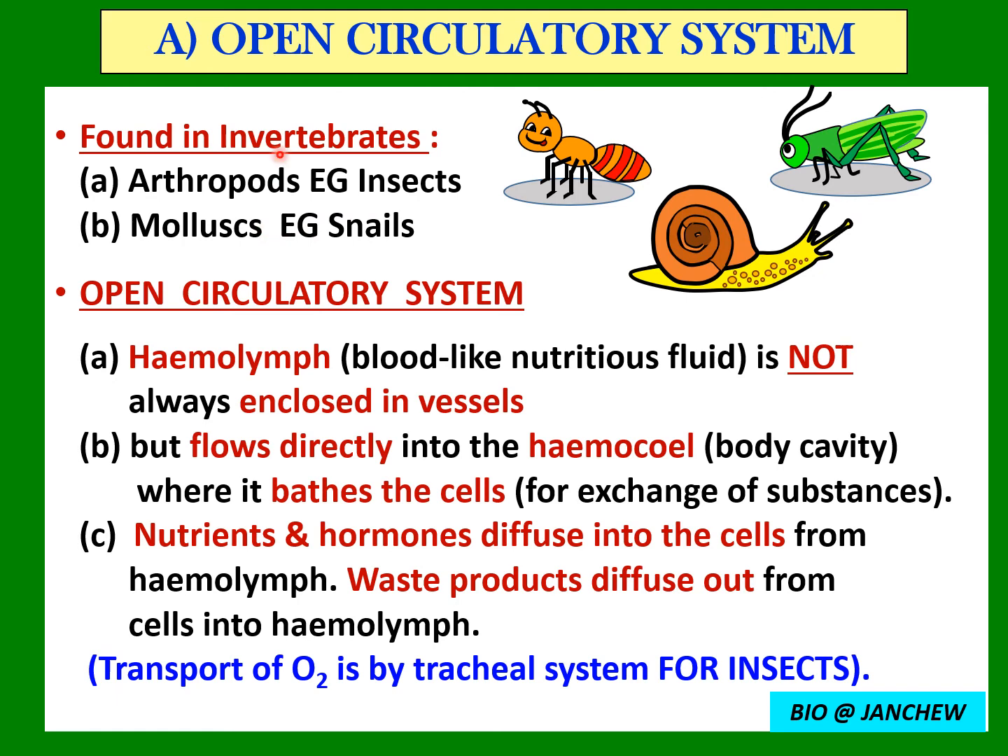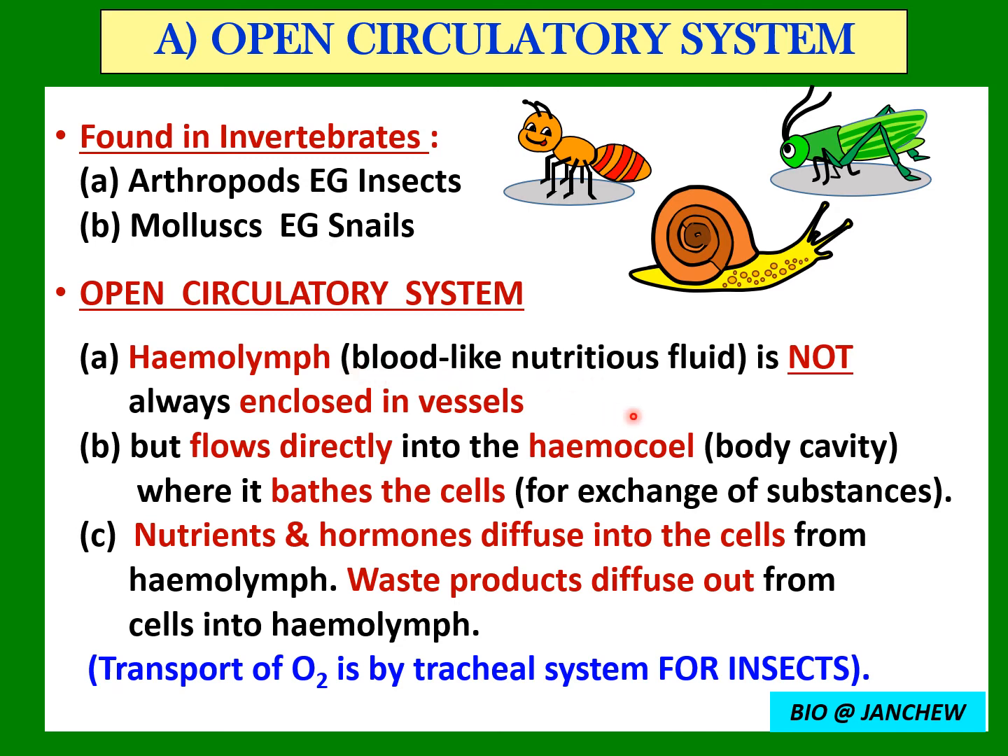Apart from that, the open circulatory system is also found in mollusks, those animals that have the shell and the soft bodies, like snails. So in the open circulatory system, there is a fluid which we call the hemolymph. It is a blood-like nutritious fluid, something like blood, but it does not transport oxygen. It transports nutrients. That's why it's called a nutritious fluid. It transports nutrients to the cells.